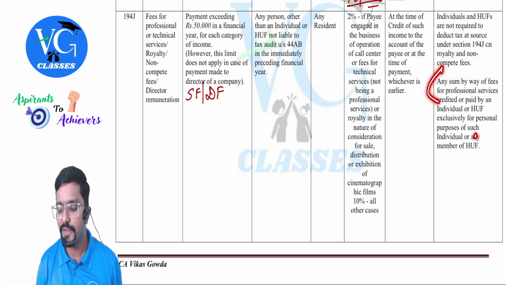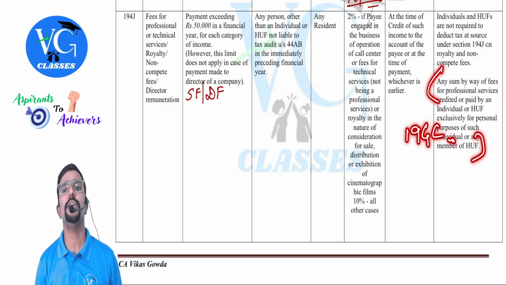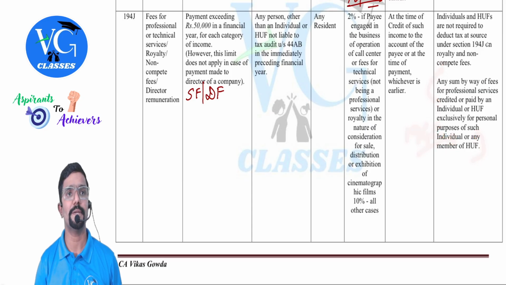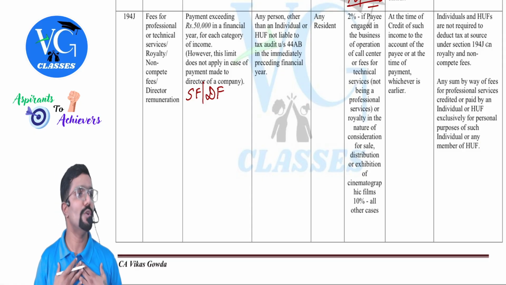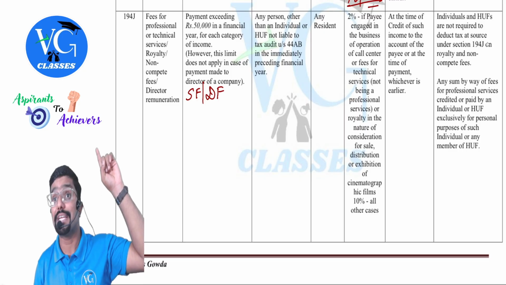And one more thing: this is very similar to what was covered under 194C. Guys, under 194C also I had a similar point. If the contract is for the personal purpose of an individual or HUF, should they deduct TDS? No. I spoke about my marriage contract.